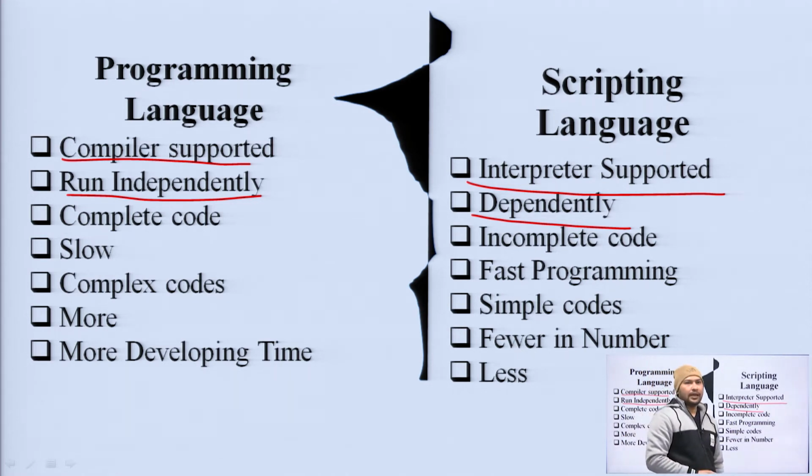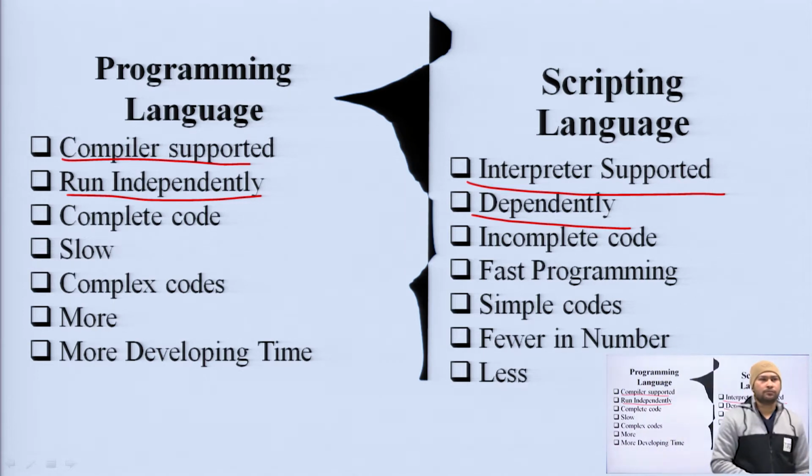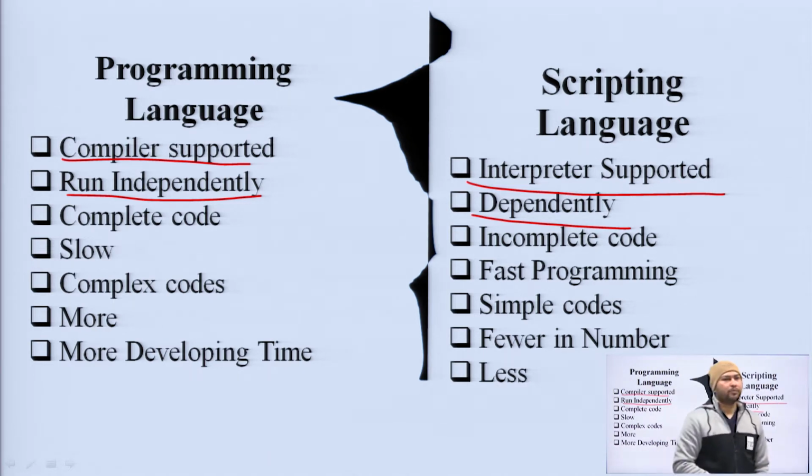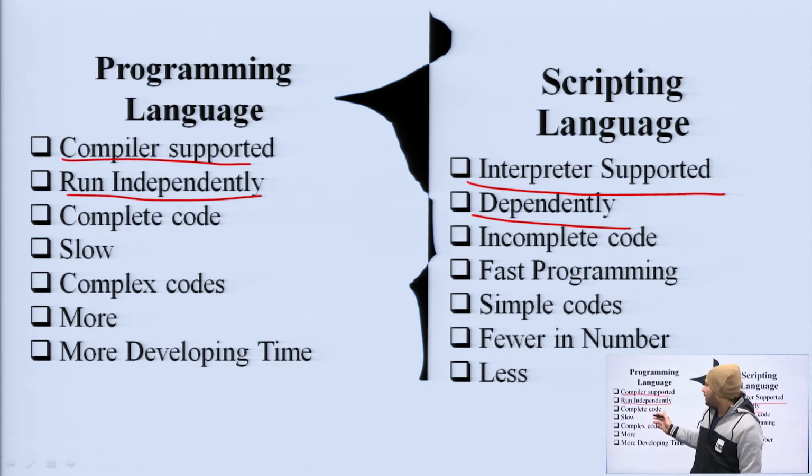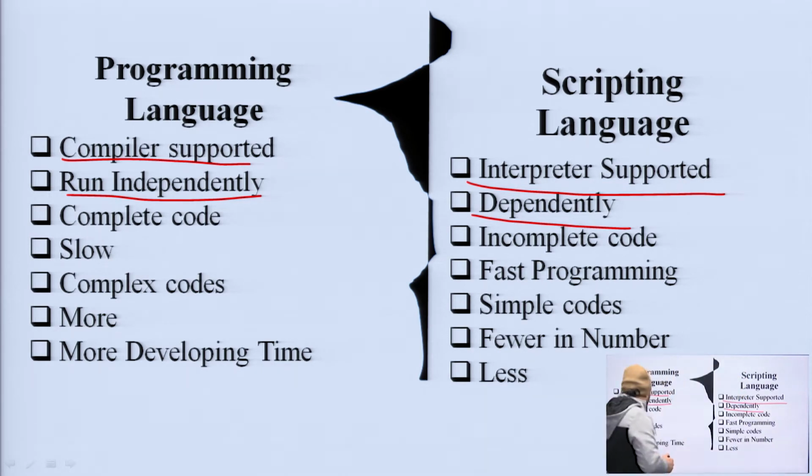Next one is incomplete code. Incomplete code means it requires the support of other tools in order to run. But the compiler supported language, that is the programming language, is complete in itself, because the programming language is a very big domain in which there is a sub part related to the scripting language.